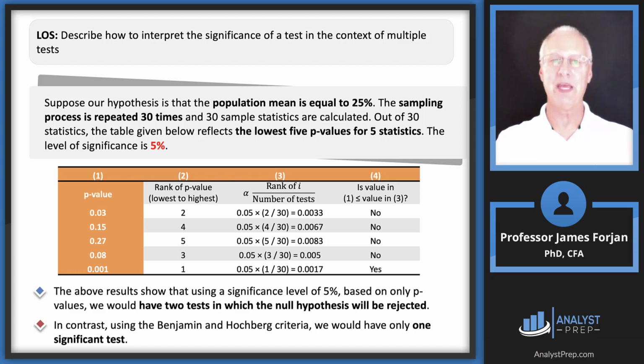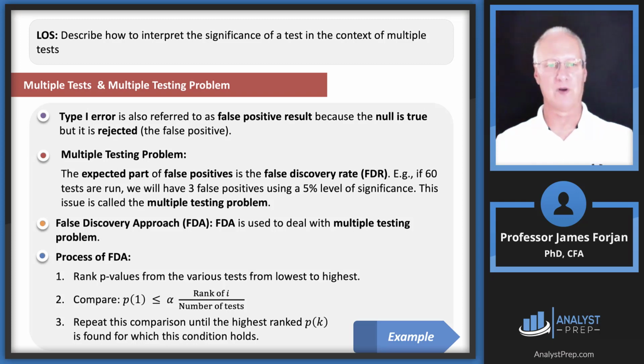using just the p-values. And remember, these p-value tests are crafted and hypothesized based on the simple fact that you're only taking and performing one test. But here we're doing multiple tests. So look at that first diamond point. Based only on p-values, we would have only two tests in which the null hypothesis will be rejected. But if we do this process back here, this false discovery approach, and there's the formula right there. I want you to look at that pretty quickly.